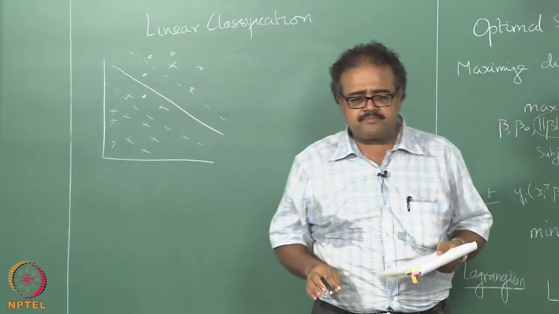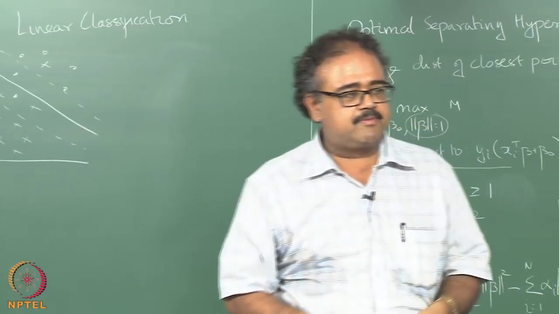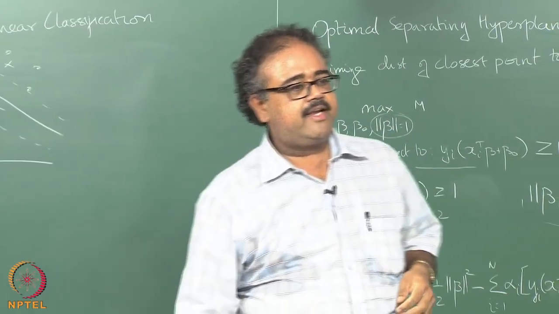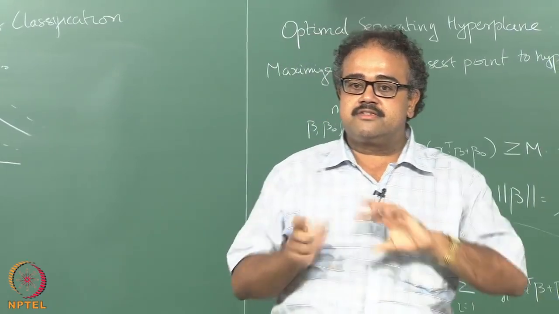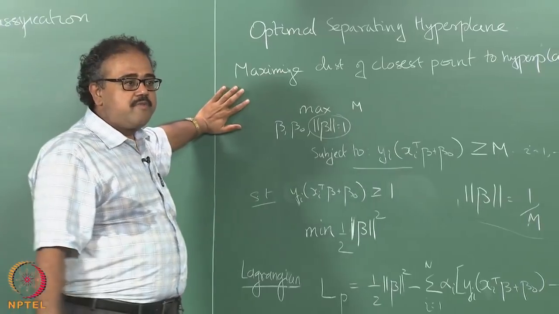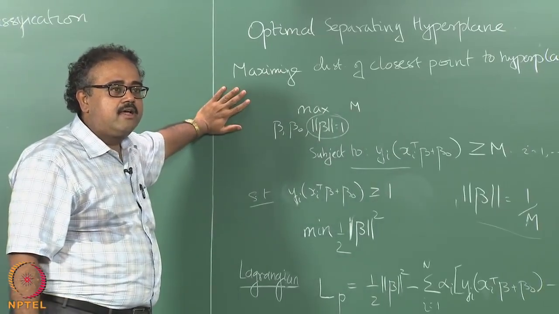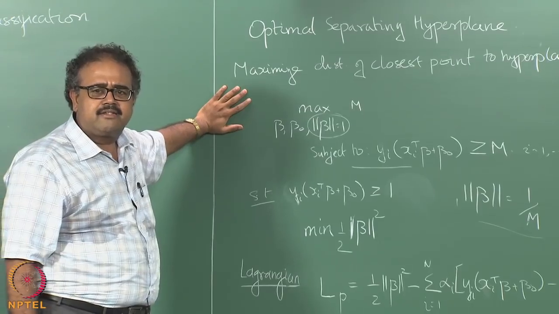Suppose I have some data which is not linearly separable. That is the problem that we have with perceptrons. What happens if the data is not linearly separable? Perceptrons do not converge. So can we tweak our objective function to make sure that we can handle non-linearly separable data? Is that the right way of saying it?